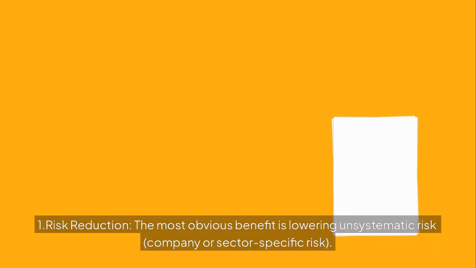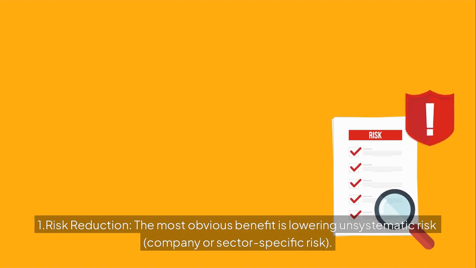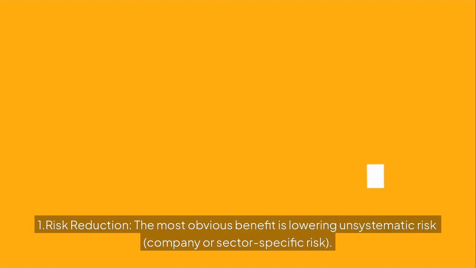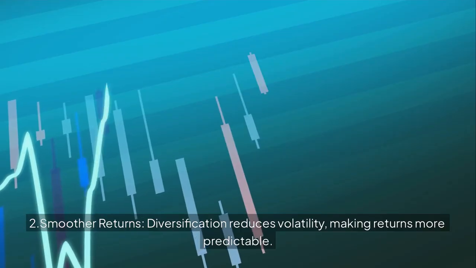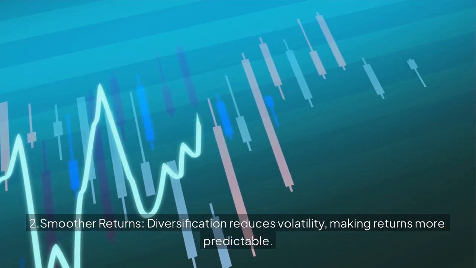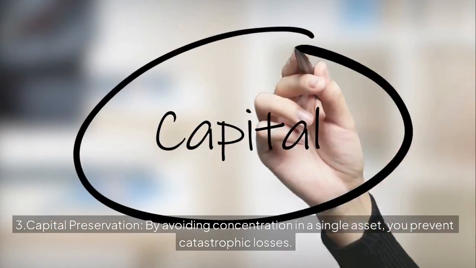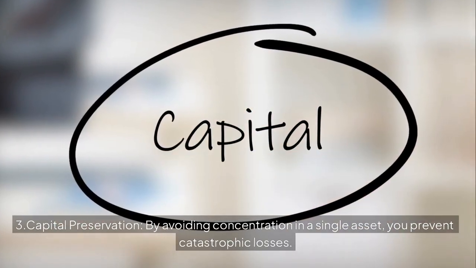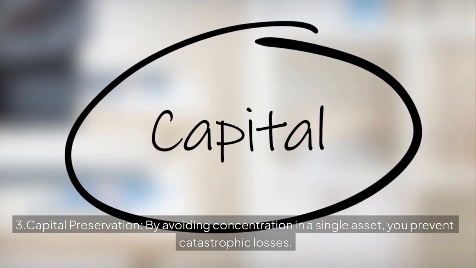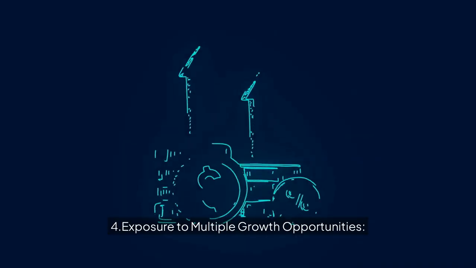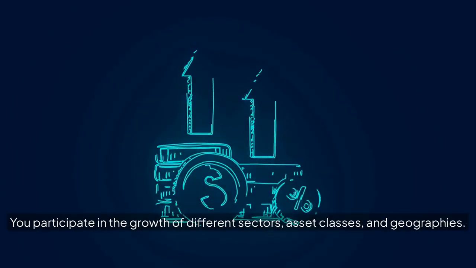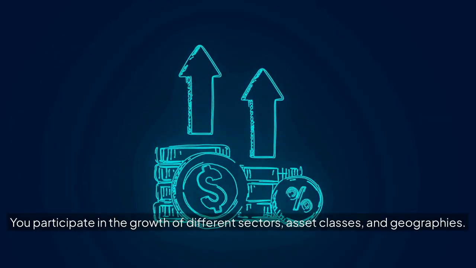1. Risk reduction. The most obvious benefit is lowering unsystematic risk, company or sector-specific risk. 2. Smoother returns. Diversification reduces volatility, making returns more predictable. 3. Capital preservation. By avoiding concentration in a single asset, you prevent catastrophic losses. 4. Exposure to multiple growth opportunities. You participate in the growth of different sectors, asset classes, and geographies.